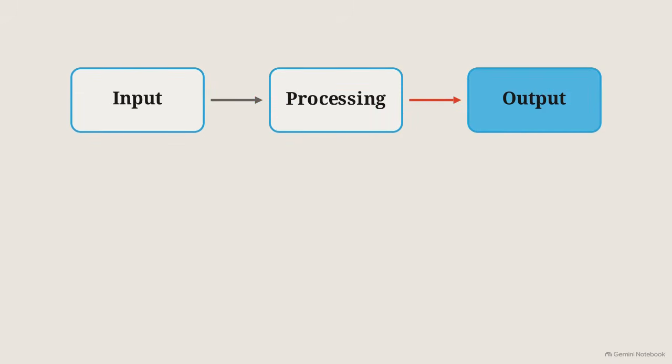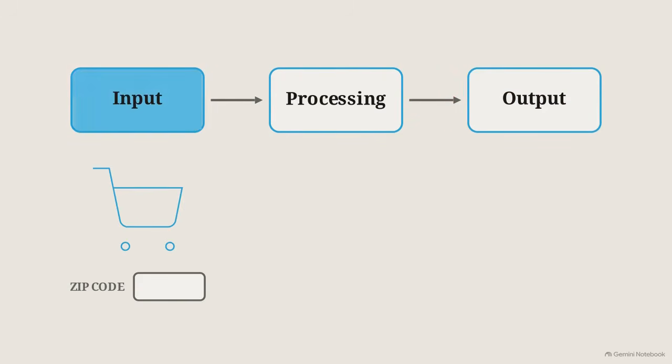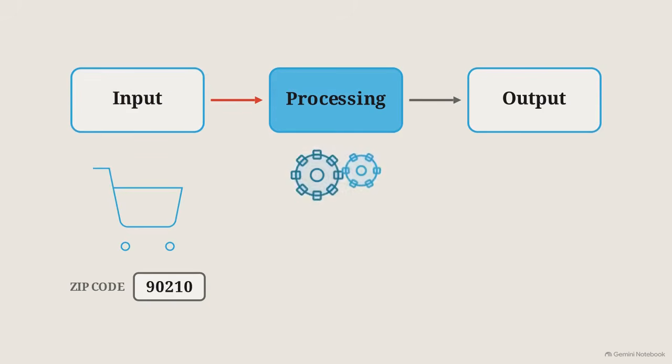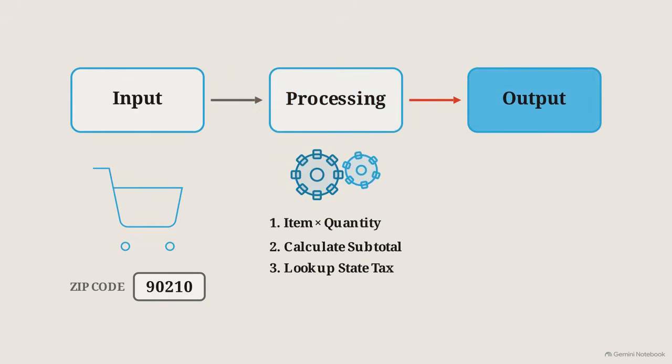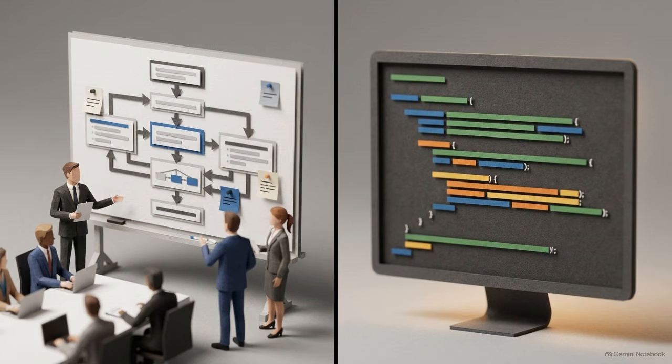Think of an everyday online shopping cart. When a customer is selecting their items and typing in their zip code, they are providing the system's input. The processing phase happens behind the scenes. The code tells the computer to multiply the item cost by the quantity, calculate the subtotal, and look up the specific state tax rate. The output is what the customer finally sees, the final cost displayed on their screen. Mastering Python means translating fluid business workflows into this rigid three-part architecture of gathering data, transforming it, and delivering a result.